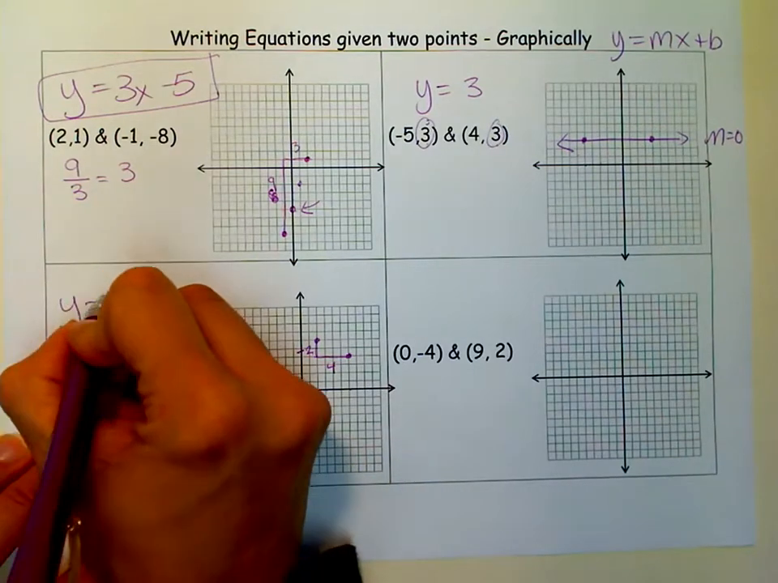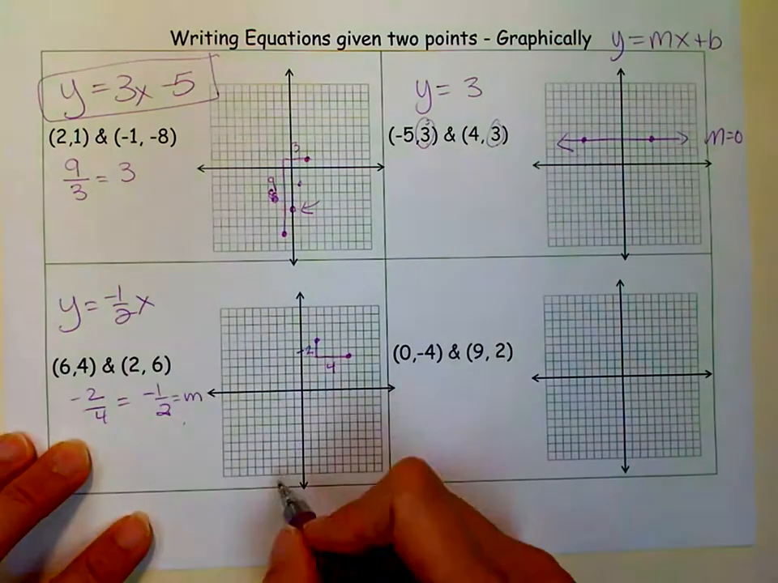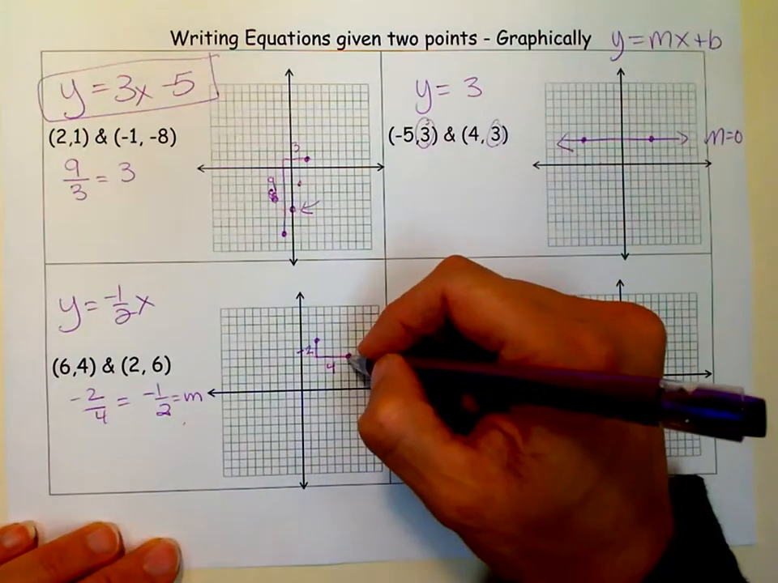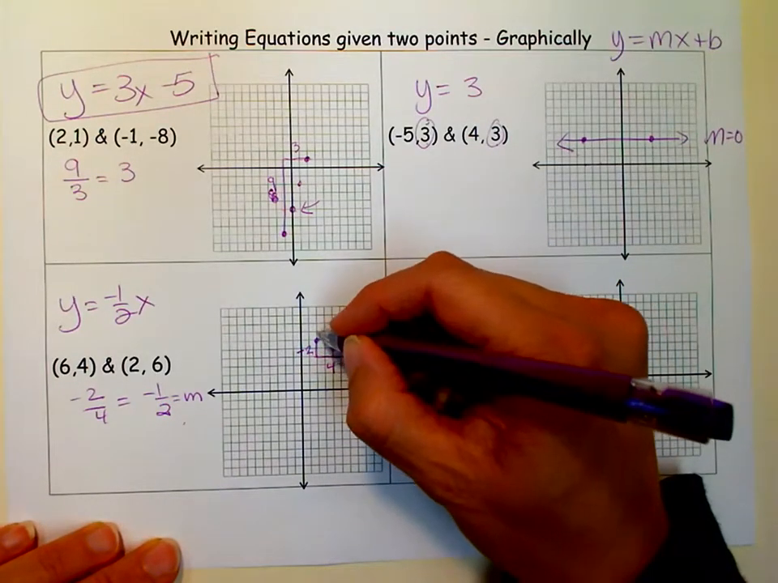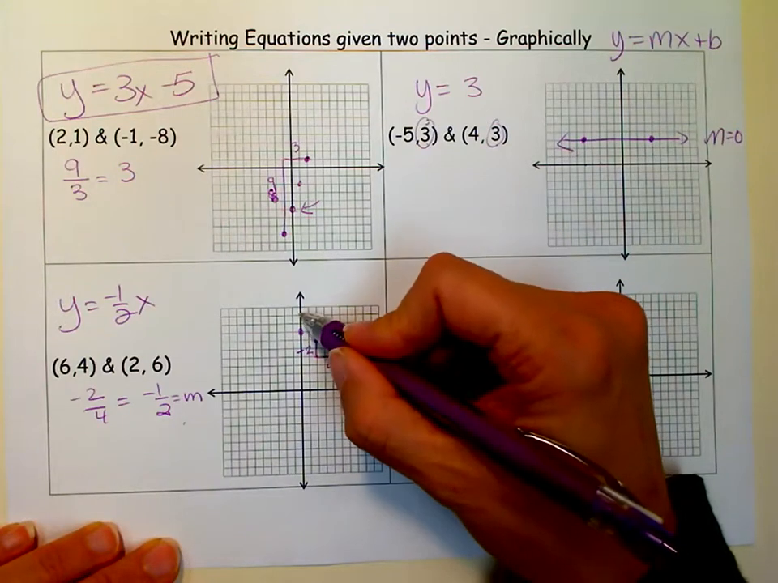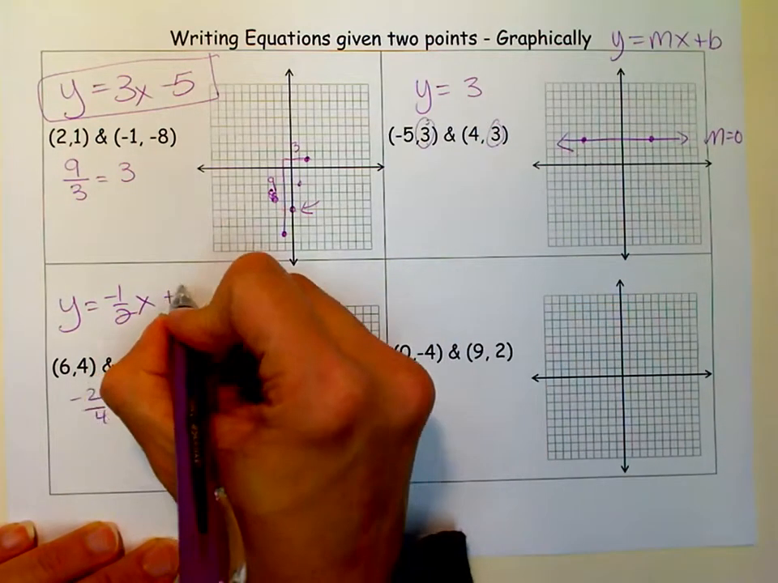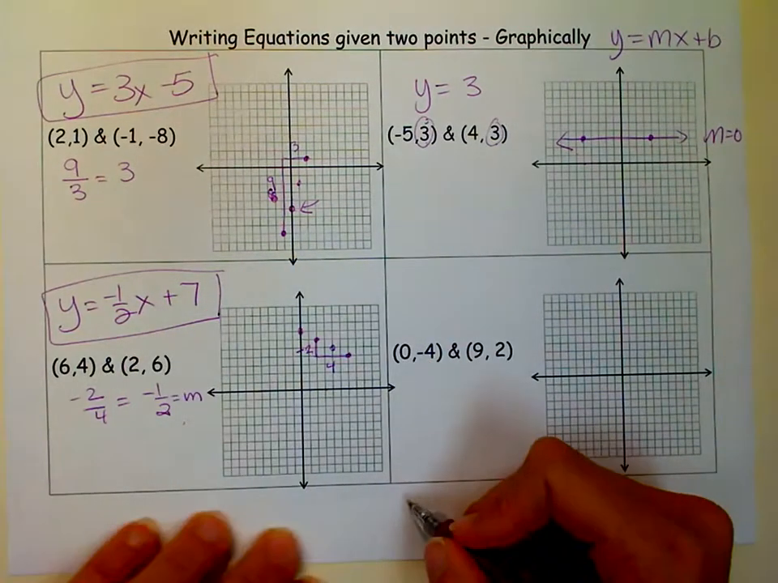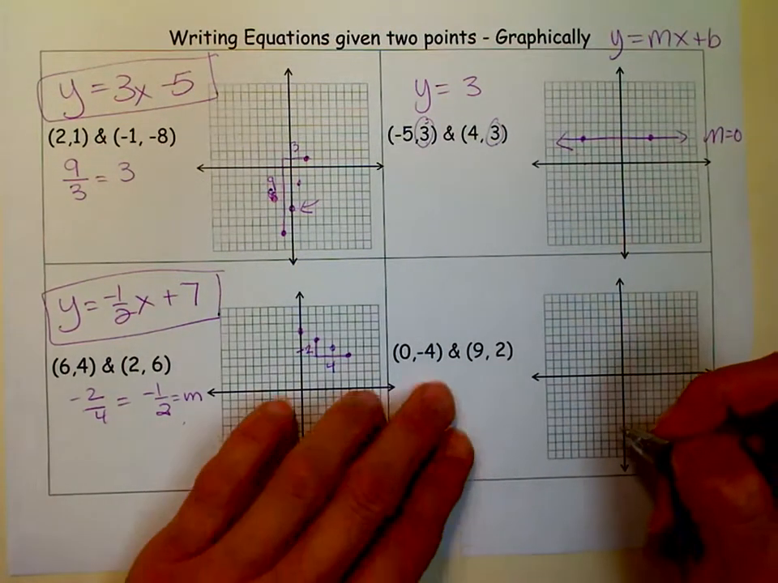So y equals -1/2 x. Now I have to find my b. So I go up 1 over 2, up 1 over 2, up 1 over 2, and I find my y-intercept is 10, 9, 8, 7. So I just say plus 7. And that's my equation for those 2 points.